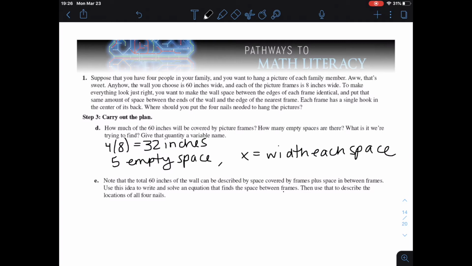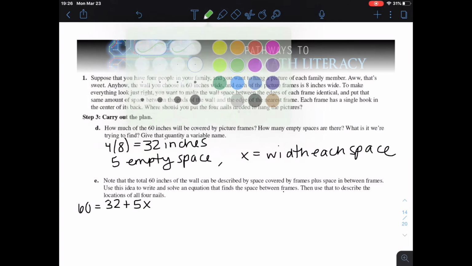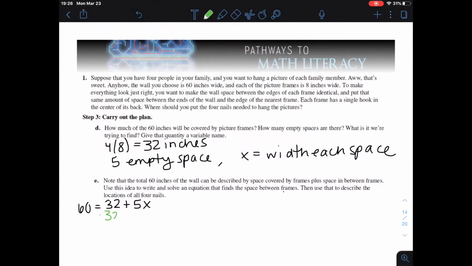So now that we have that, we can come up with an equation. 60 inches is how long the wall is. That's going to be the 32 inches taken up by the pictures, and we've got 5 empty spaces that are X width each. So in total, that has to equal 60. If we go to solve this, we want to solve for X. So we subtract 32 from both sides.